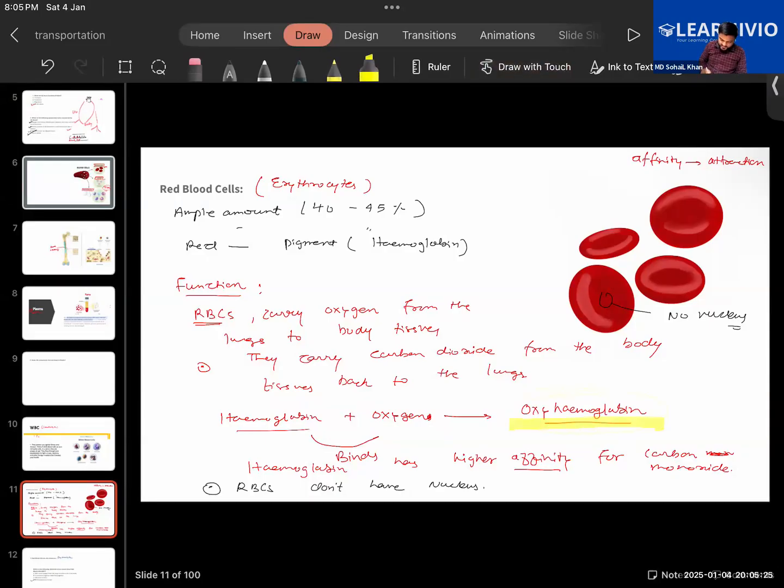See this. Oxyhemoglobin. The question was in which form the oxygen is transported to various parts of the body by hemoglobin. So oxygen is transported to various parts of the body in the form of oxyhemoglobin. Got it now? Yes, sir.